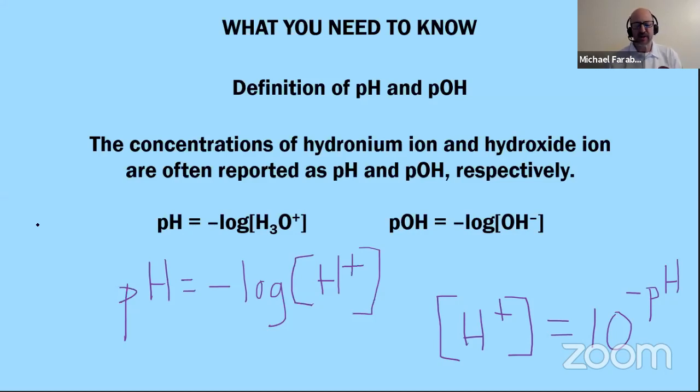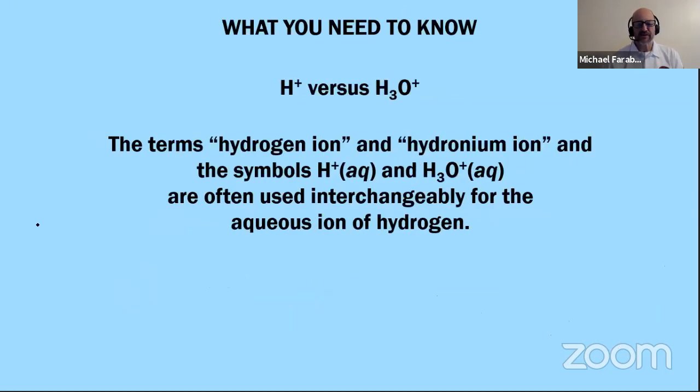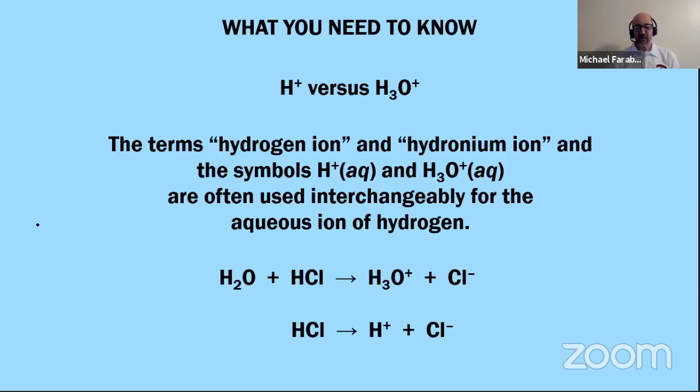So that's a good relationship to be able to work with on the AP exam. All right, so the terms H+ and H3O+ can be used interchangeably. If you look at these two reactions involving hydrochloric acid, the first reaction shows the transfer of a proton to a water molecule, and it forms hydronium, H3O+, and chloride. The second reaction does not show water as a reactant, but you still get H+ and Cl-. So as far as you're concerned, H+ and hydronium are used interchangeably.